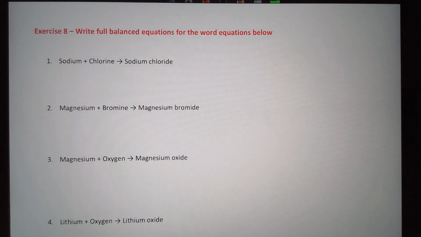Right, so in this video we're just going to put everything together and actually write full balanced equations. I'm going to assume knowledge of writing ionic formula, so if you don't know how to do that, please go back and watch the other video.